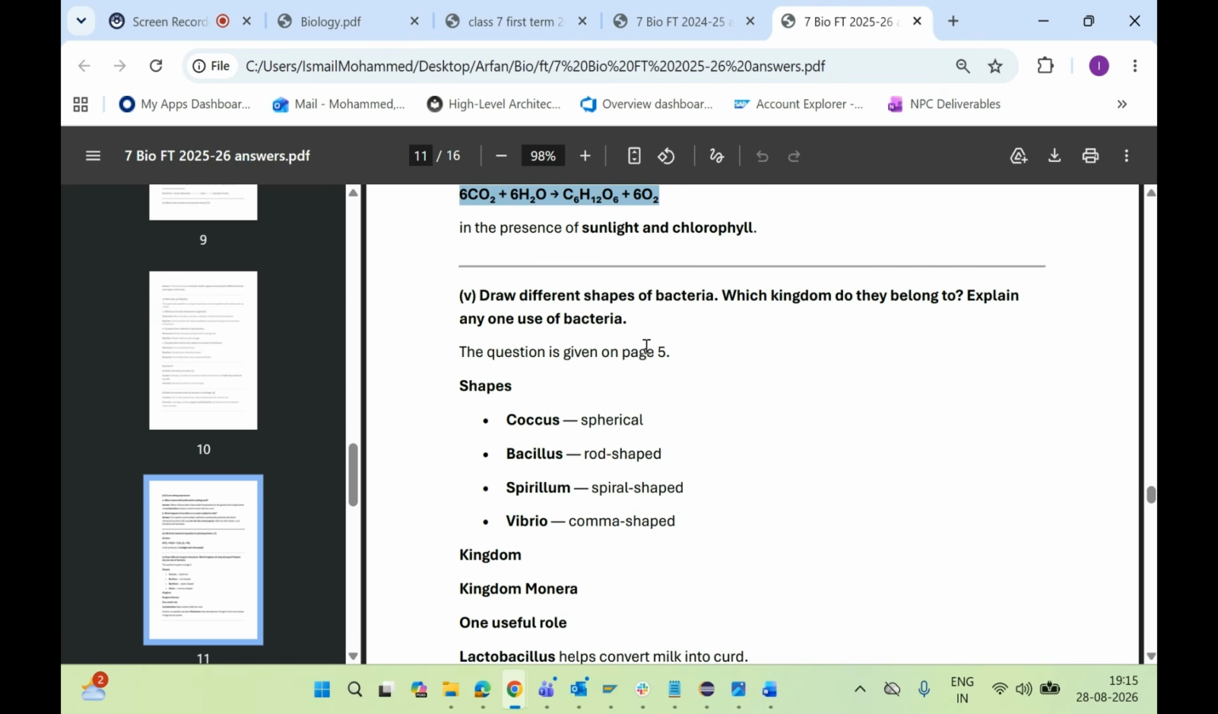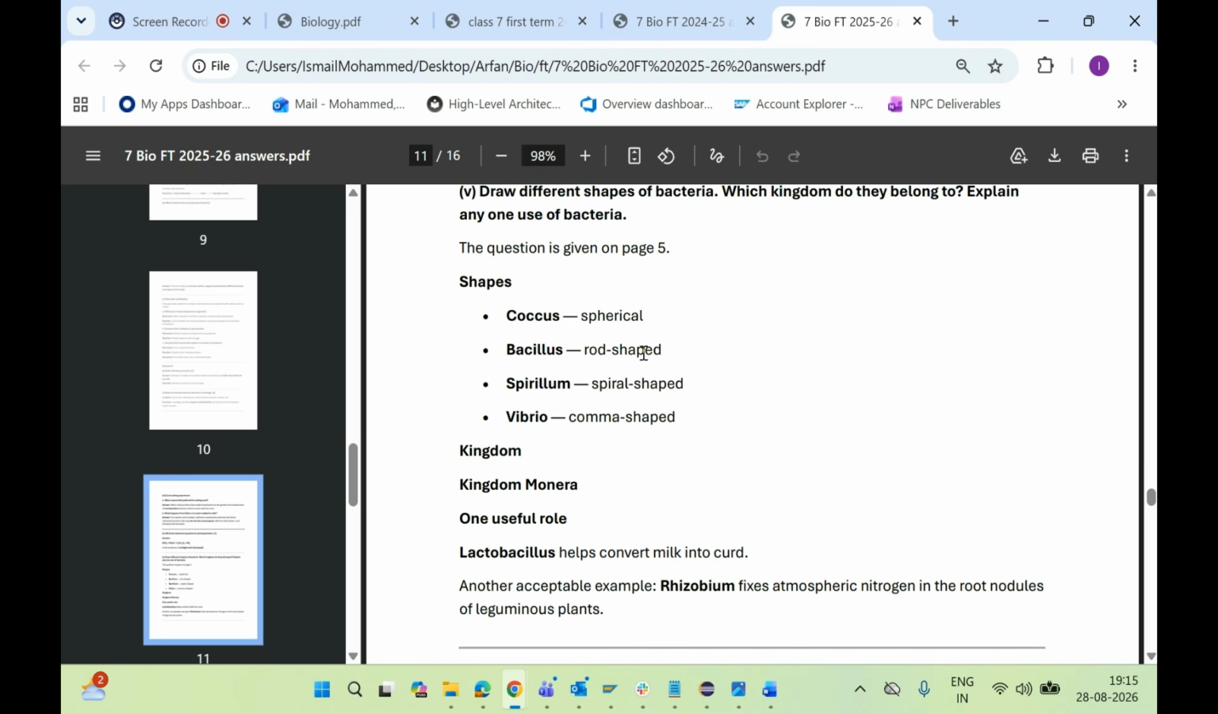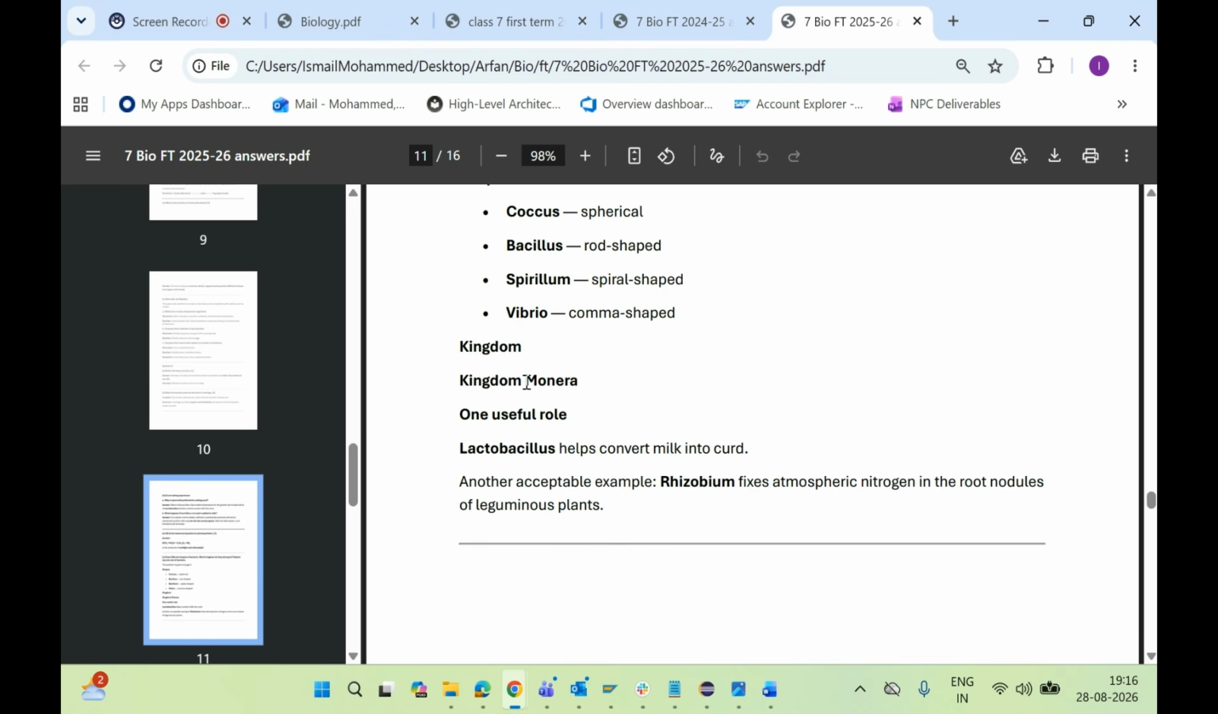Next one, draw different types of bacteria, say which kingdom they belong to, and explain any one use. So different shapes of bacteria are like coccus, which is spherical, bacillus is rod shaped, spirillum has a spiral shape, in the name itself it is there, and then you have vibrio, it is comma shaped. Four different kinds of shapes. So they belong to kingdom Monera. Total five kingdoms are there.